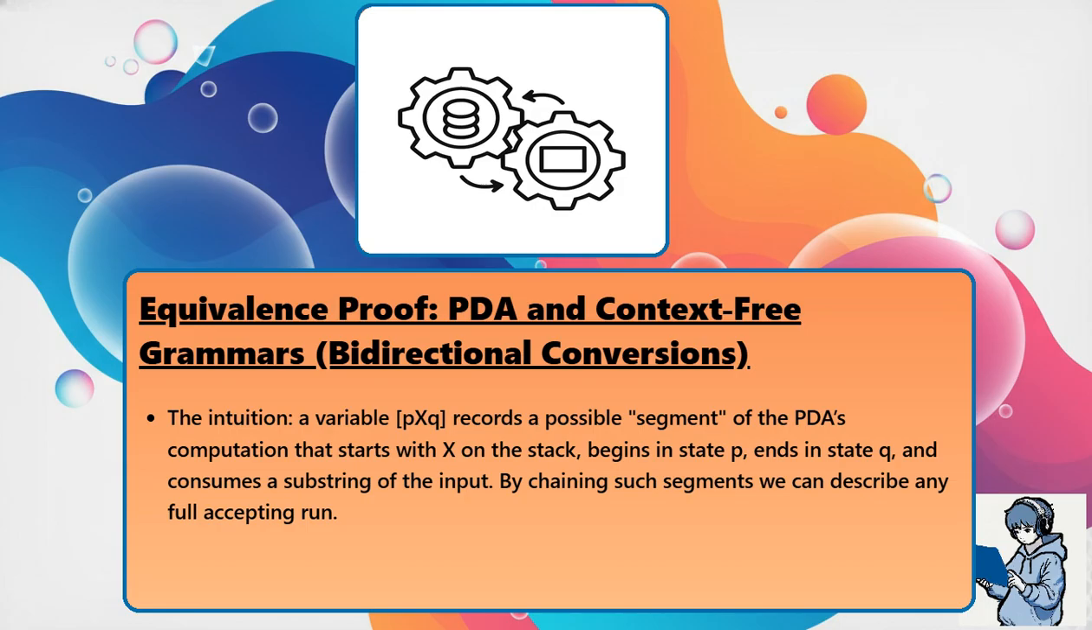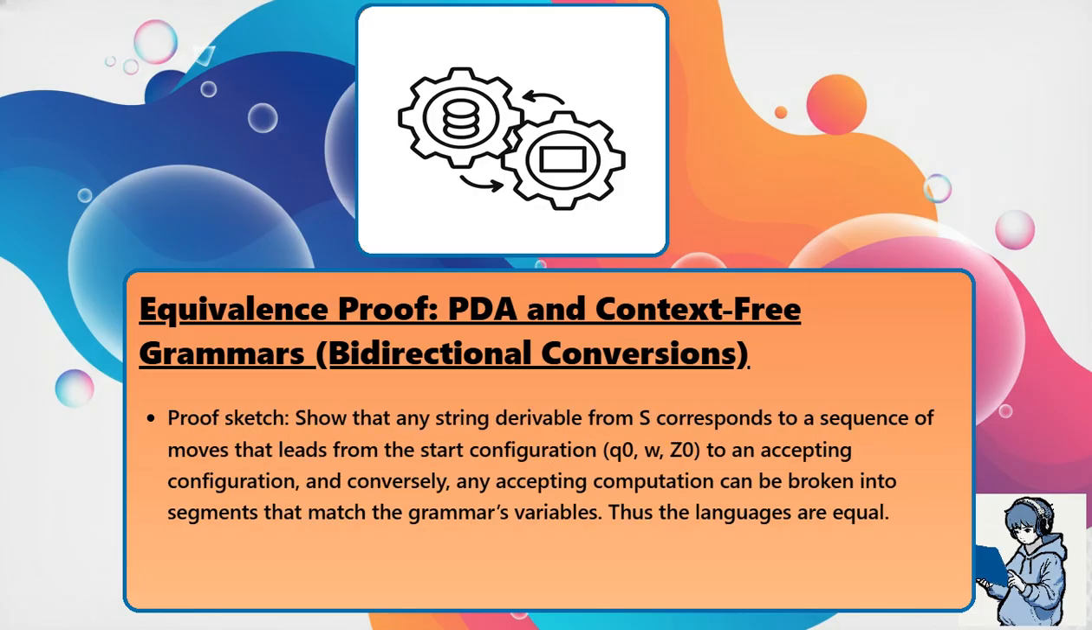computation that starts with X on the stack, begins in state p, ends in state q, and consumes a substring of the input. By chaining such segments, we can describe any full accepting run. Proof sketch: show that any string derivable from S corresponds to a sequence of moves that leads from the start configuration (q0, w, Z0) to an accepting configuration. And conversely, any accepting computation can be broken into segments that match the grammar's variables. Thus, the languages are equal.